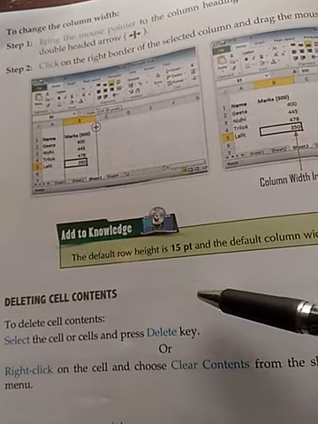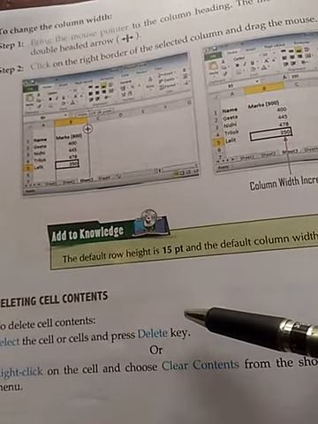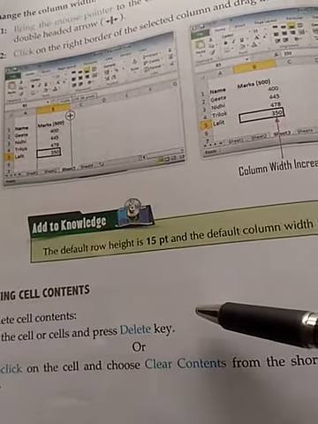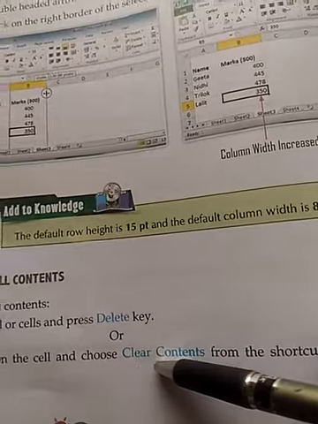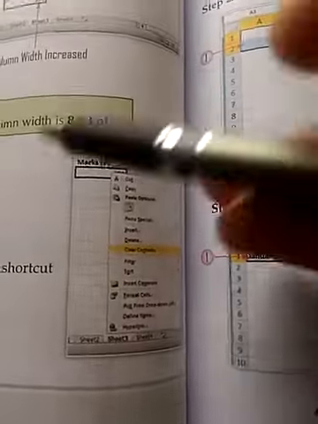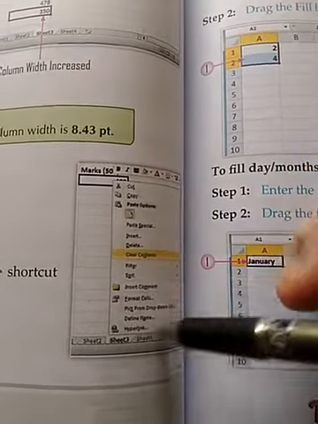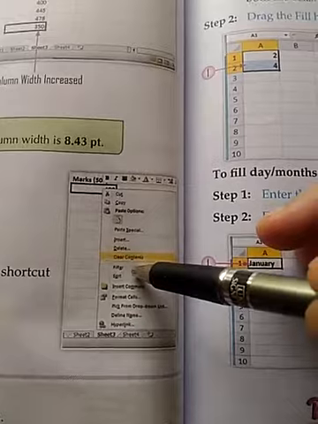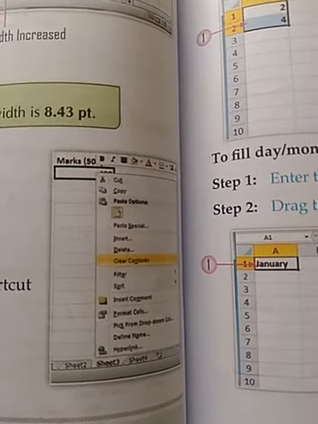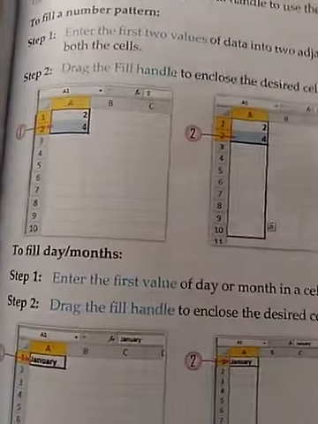Or there is another way. First you need to click the cell and after clicking the cell, just right click your mouse and after right clicking, you will find the option clear contents. For example, here, first you click the cell, then right click the mouse. A pop-up menu will appear which will show the option clear contents. After selecting this, the content of the cell will be deleted automatically.